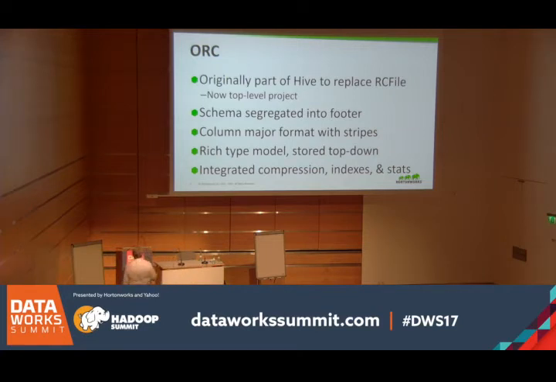We also have a rich type model, so it can store complex types, it can store structs, lists, maps, unions, all of those types can go in, and it's got integrated compression, indexes and stats. So what that means is that for the file, you store the min and max for each column, how many values it has, whether it has nulls or not. You also store that for the stripe and at the row group level, which is every 10,000 rows. And you have indexes so that you can jump to the beginning of every 10,000 rows. We'll see why that matters in a bit.